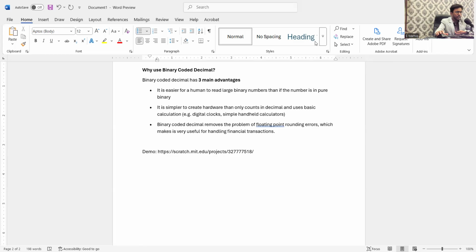and BCD basically removes the problem of floating point rounding error, which is useful for handling transactions. It basically means that whenever you are working in banking, you are working with transactions. So there you basically have this problem of rounding off error, because sometimes the value goes too long. When the values go too long and you have to write it accurately, here the problem arises. This problem can be solved by using a BCD number, because no matter how long the value is, it can be understandable in binary for the computer system. So this is why BCDs are used.